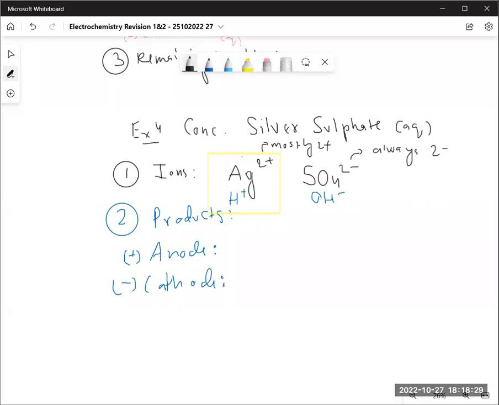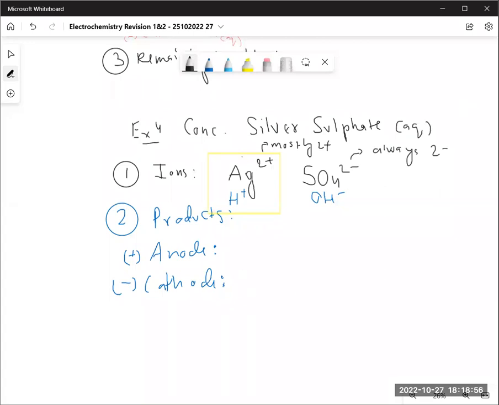If I have copper, gold, silver, platinum, these four, then these will form. They will form the solid of themselves. Otherwise, H plus will form. That is the rule. Whatever is less reactive will form. So that is what we need to know, and we'll write it over here.